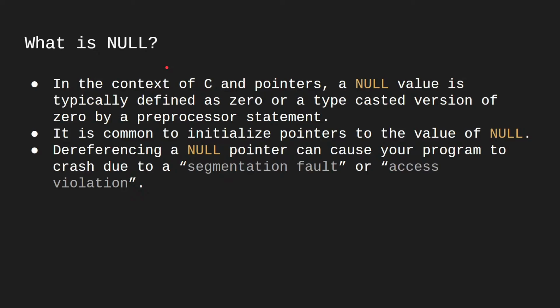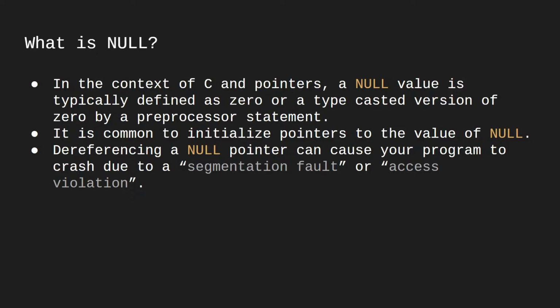Okay. So up until this point, we haven't really discussed what null is. In the context of C pointers, a null value is typically defined as 0, or a typecasted version of 0, a preprocessor statement that has been created in order to properly give you some equality checks. It's common to initialize pointers to a value of null. So whenever you're using pointers, the default value will be null, usually.